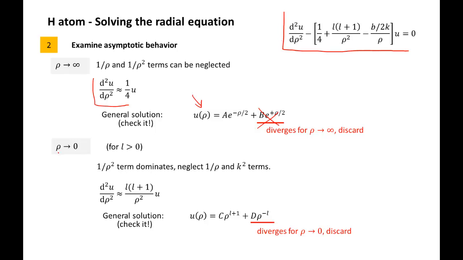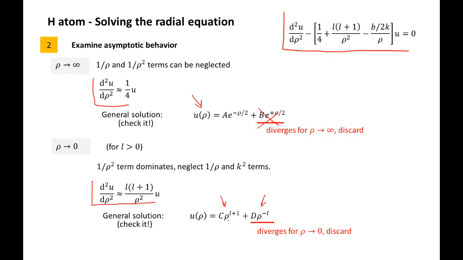Now let's examine the behavior when rho approaches 0. In that case, the 1 over rho squared term is going to be the largest. 1/4 drops completely out, and this term is going to be intermediate. For very small rho, the second term here will dominate. The equation now looks like this, in this limit. The general solution for this again contains two terms, rho to the power of l plus 1 and rho to the power of negative l. You can check this by inserting it into the equation.